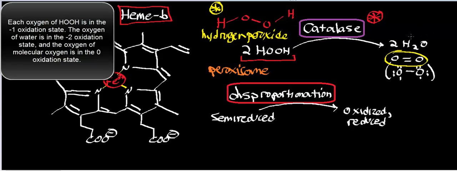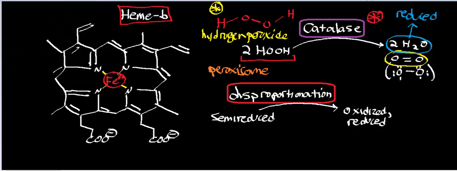So let me do that in blue. It's going to be totally reduced to water. So the water represents the totally reduced form, and the totally oxidized form is the molecular oxygen. So this is the oxidized form. We're going from something that's semi-reduced / semi-oxidized, whatever you want to call it, to products that are either totally oxidized or totally reduced. The key is that the products are more oxidized and more reduced depending on which product you're talking about, and that's what classifies a disproportionation reaction.